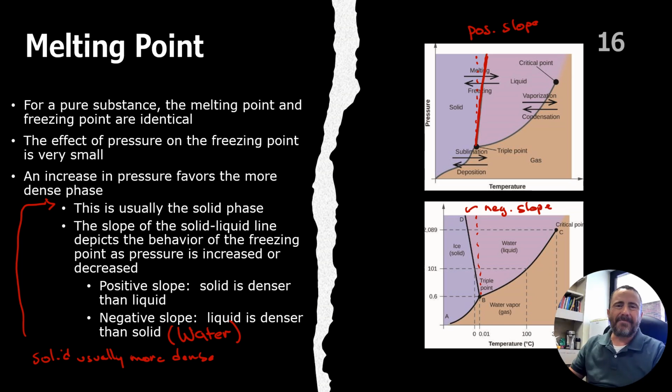So it might pop up on something that you stumble across, but if you see that there are some different slopes in there, that is why. It's because there is a slight change in that effect because of the pressure, and it really does depend upon whether the solid or the liquid is the denser of the two.